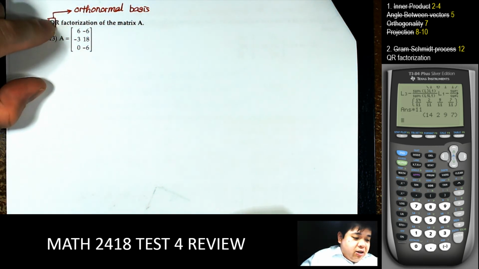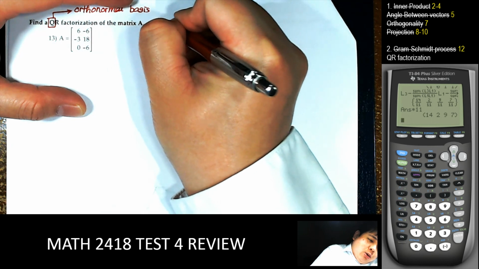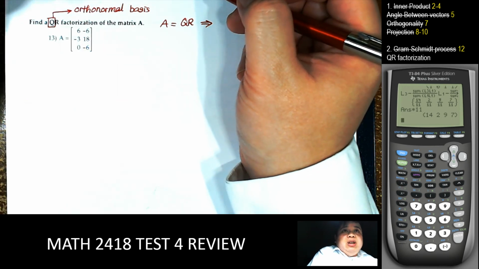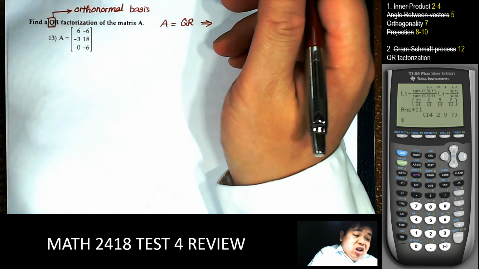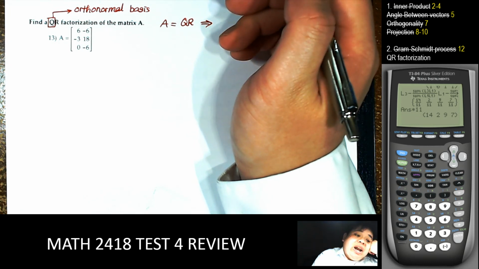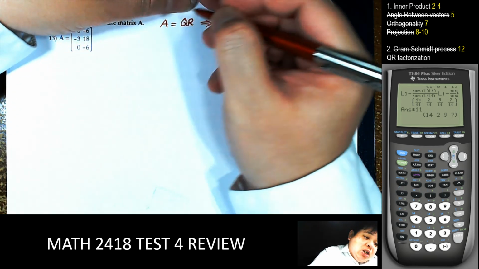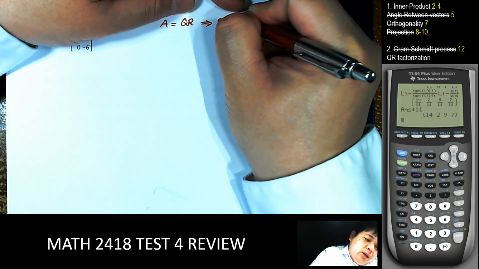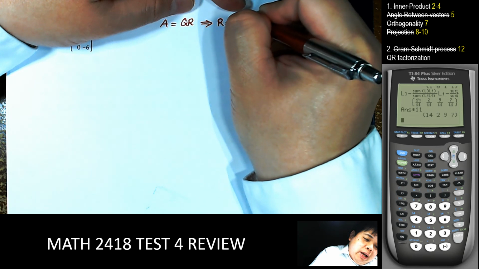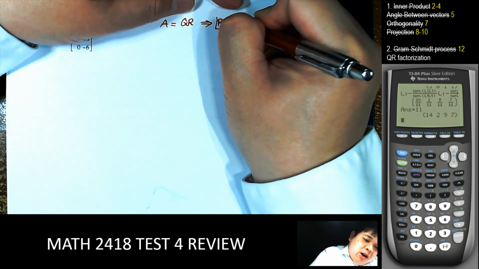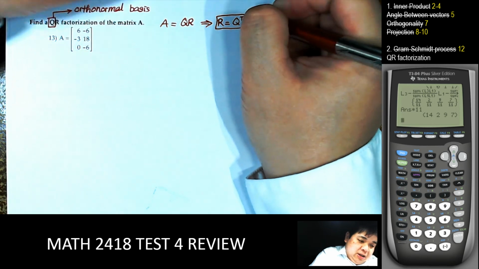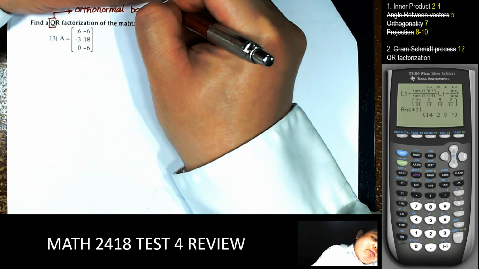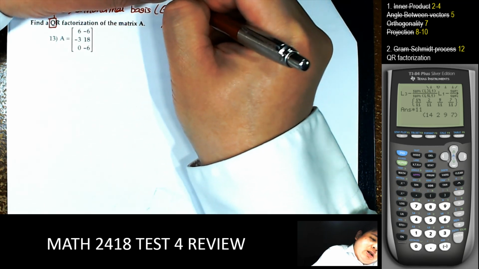And then the R is, since A is equal to QR, if Q were invertible, then that's easy. But Q is not a square matrix, so we cannot find an inverse. All we can do is use the transpose. So R is equal to Q transpose A. That is how we find R, where Q is the orthonormal basis from the Gram-Schmidt process.